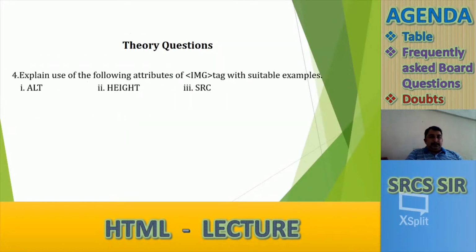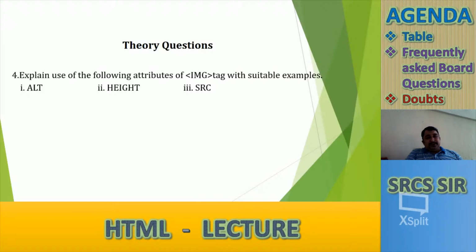The attributes of image tag with suitable examples. ALT. ALT is used for alternate text, right? ALT means what? Alternate text.